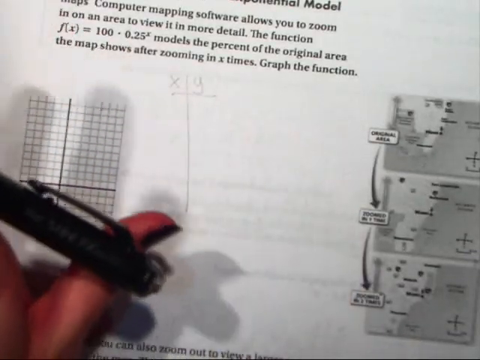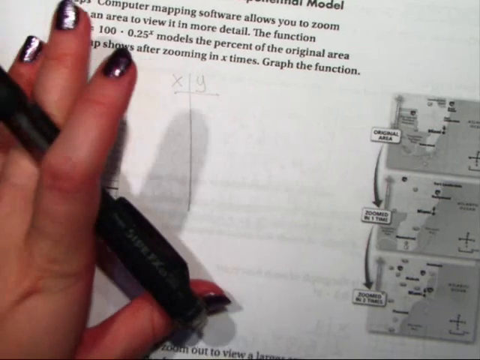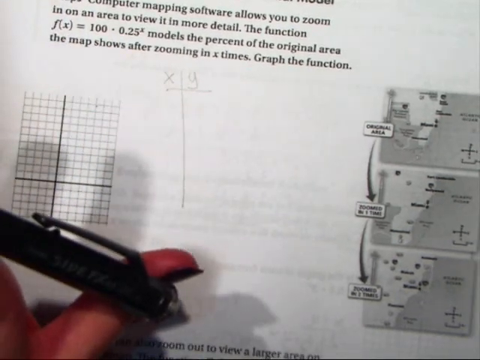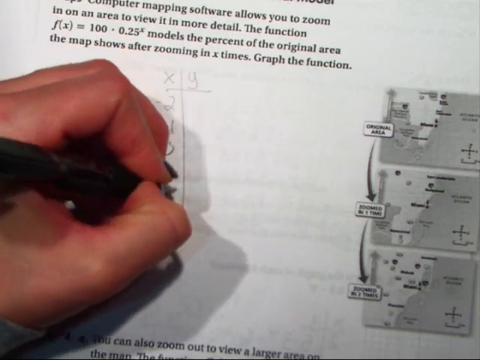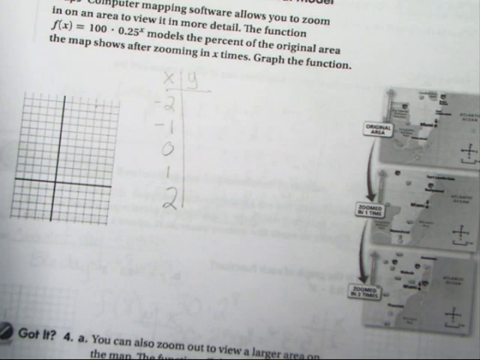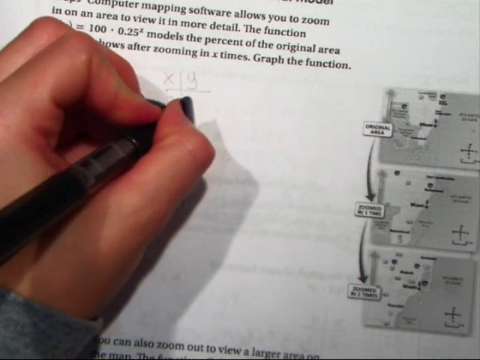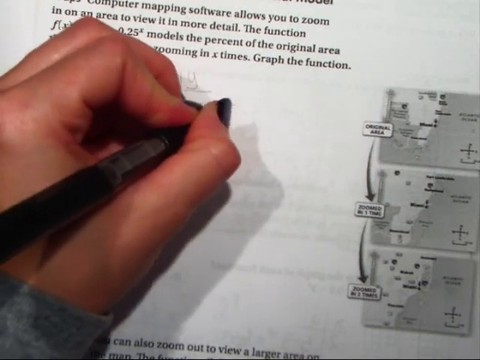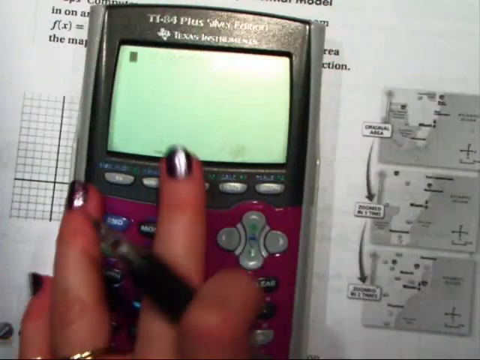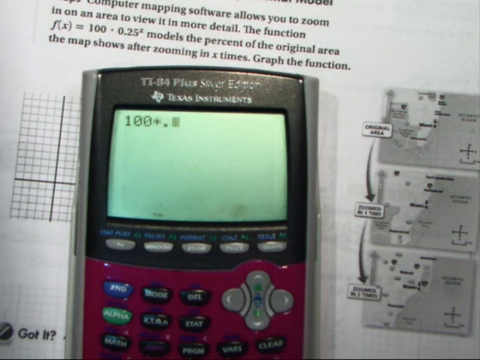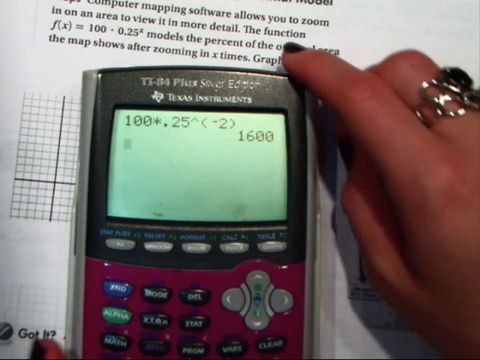Okay. Now, we can graph some negatives. All right? But we don't have to. Let's start graphing some negatives and then talk about what that means. Let's do negative 2, negative 1, 0, 1, and 2 and plug some stuff in. Okay, negative 2 is going to be 100 times 0.25 to the negative 2 power. This might actually surprise you about the answer that we get. 100 times 0.25 to the negative 2 power. Whoa, look at that obnoxious number. 1600.